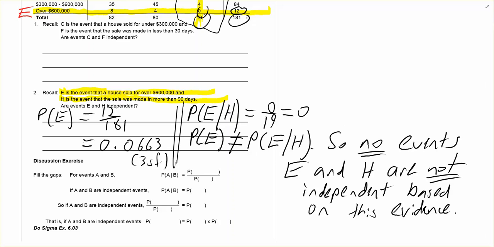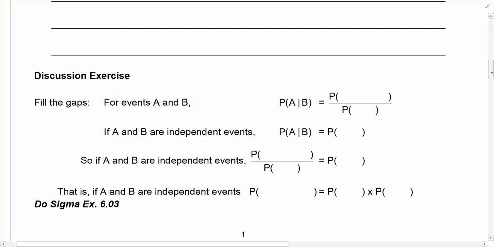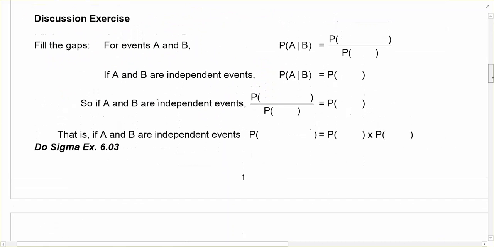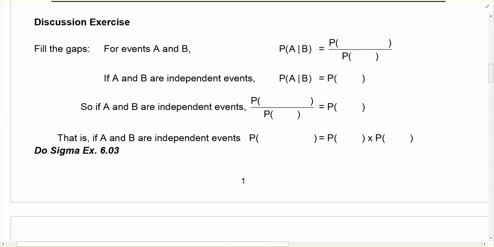Okay, the next thing is a discussion exercise, and it's going to lead us to another way of testing for independence, which is actually faster, but makes a little bit less sense until you've seen it in action. So this is the discussion exercise. For any events A and B, we've talked about how earlier on there's the conditional probability formula.